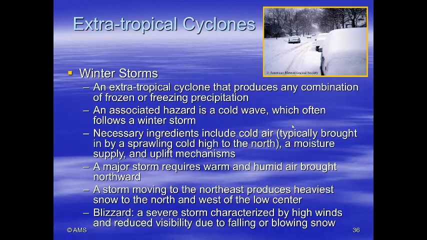So a major storm requires warm and humid air brought northward. The storm moving to the northeast produces the heaviest snow to the north and west of the low center. So it's important to know the track of this low, to see where the snow is going to be the worst. And a blizzard is a severe storm characterized by high winds and reduced visibility due to falling or blowing snow.